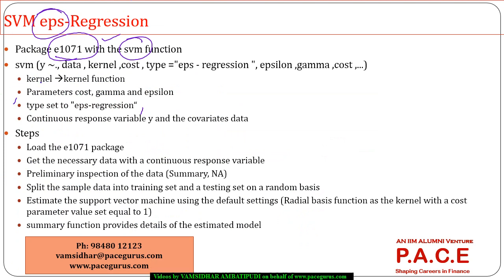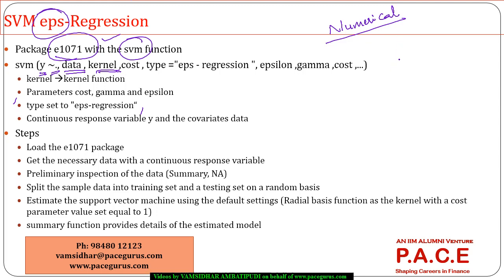So in SVM, Y is my response variable, but here this response variable should be a numerical variable, right? It should be a continuous variable. Then the dot says all other attributes are contributing to it. Then data is something that I have to specify: what is the data frame on which this SVM model needs to be built? The kernel function I also have to specify.